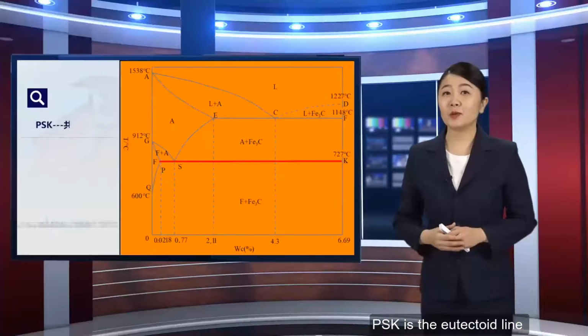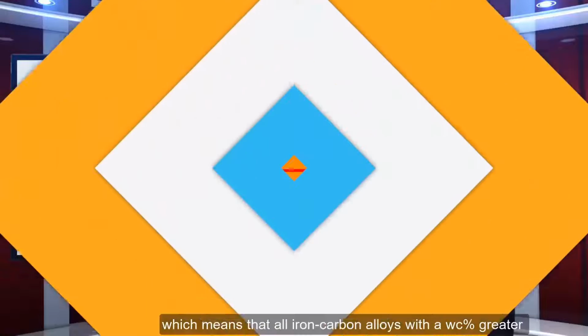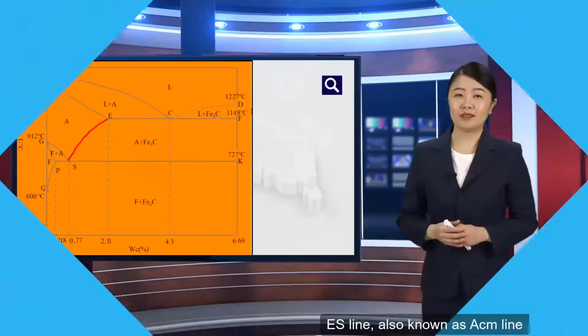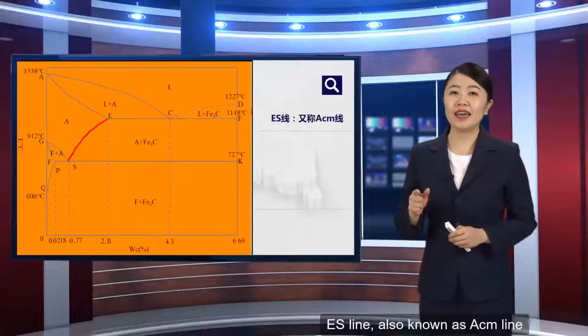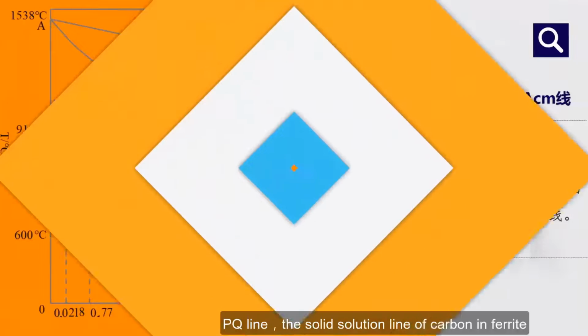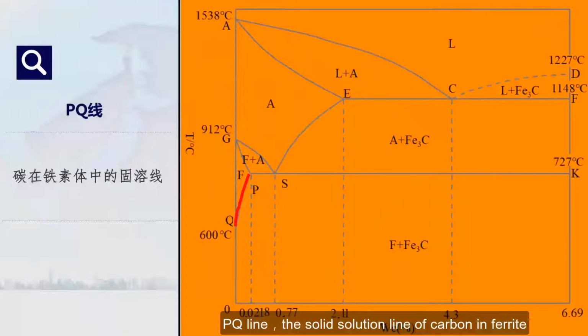PSK is the eutectoid line, also known as the A1 line, which means that all iron-carbon alloys with a Wc% greater than 0.0218% will undergo eutectoid reaction and produce pearlite when slowly cooled to this line. ES line, also known as ACM line, is the solid solution line of carbon in austenite. PQ line is the solid solution line of carbon in ferrite.